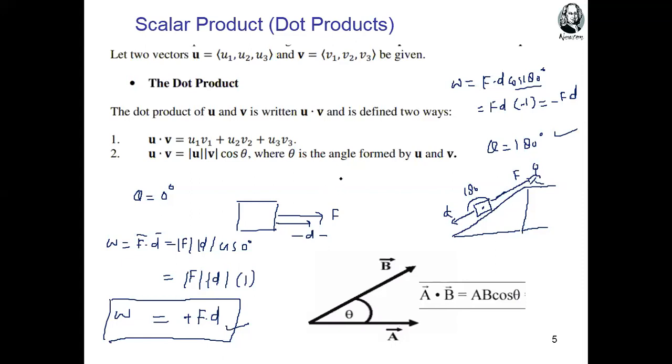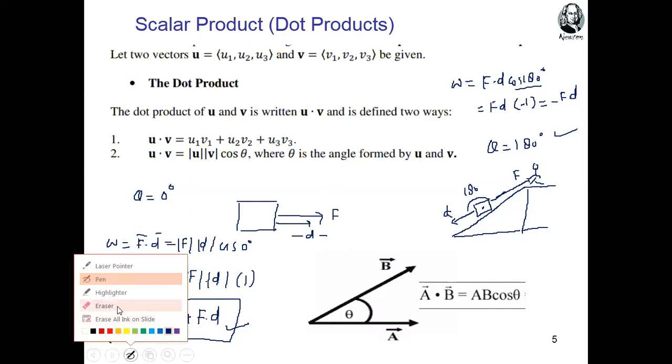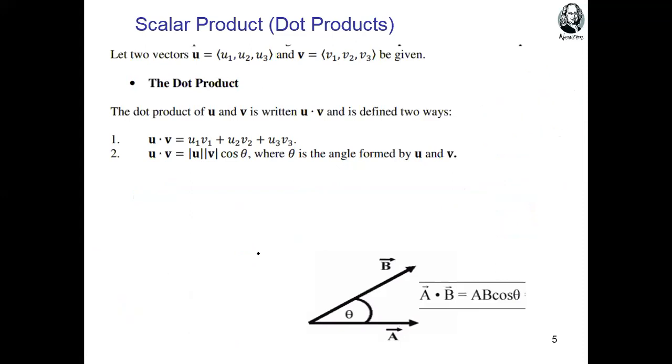So there are three cases for dot product: maximum case, minimum case, and 0. Maximum is plus FD, minimum case is minus FD, and 0 is when the angle is 90. Correct? So this one is when the angle between two vectors is given. So u dot v is equal to u magnitude, v magnitude and cosine of theta.